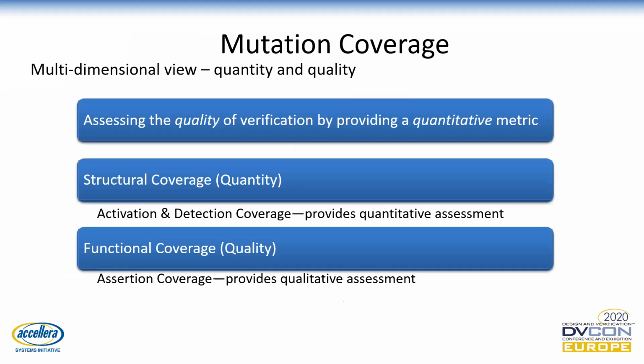So mutation coverage gives a multidimensional view, and it talks about quantity and quality. It assesses the quality of verification by providing a quantitative metric. The quantity is the structural coverage, so its activation and detection coverage provide a quantitative assessment. On the other side, the mutation coverage provides the quality by function, meaning functional coverage, where the assertion coverage provides the qualitative assessment of it.